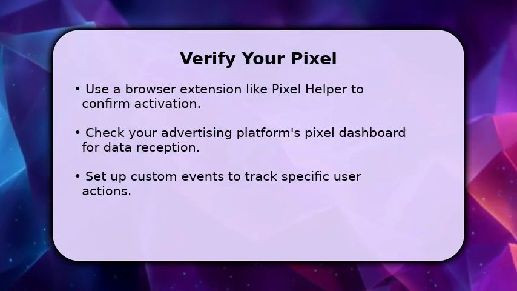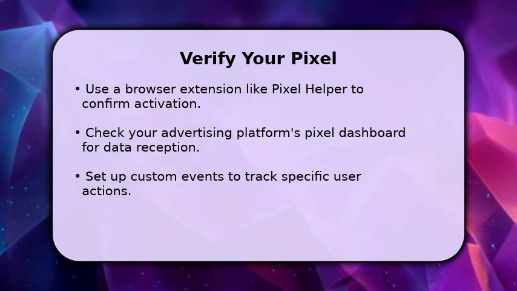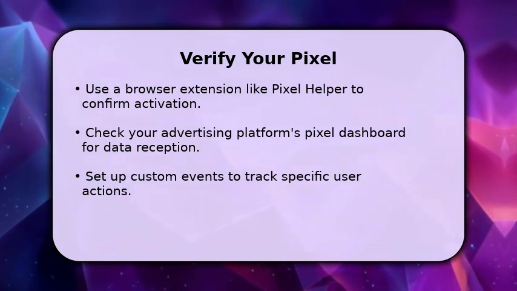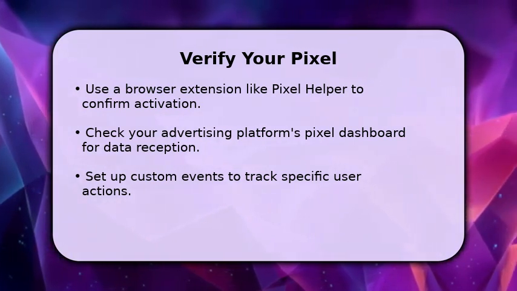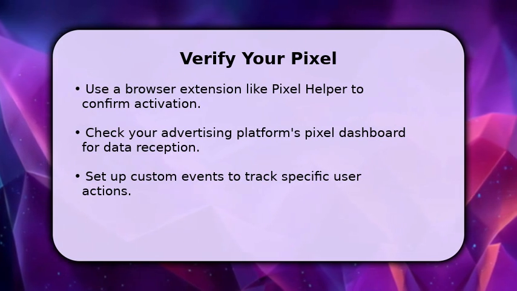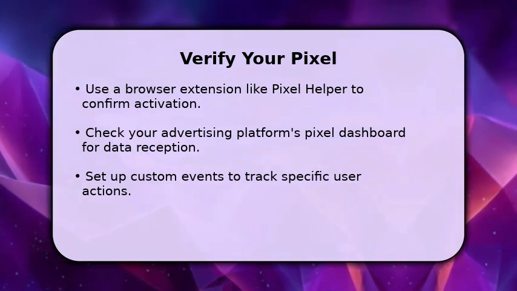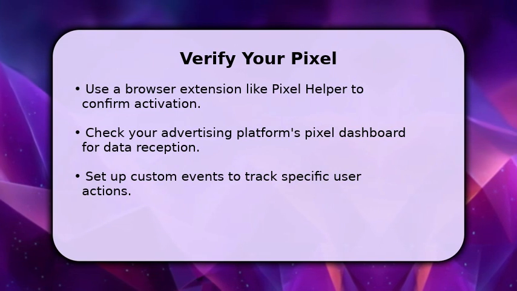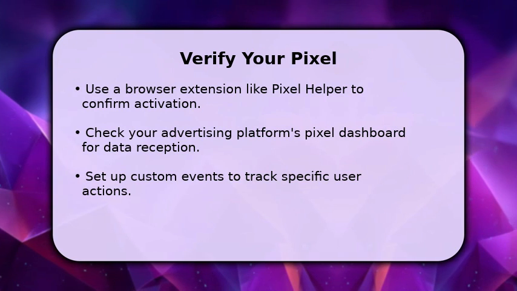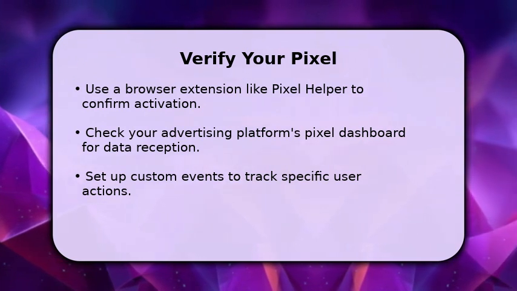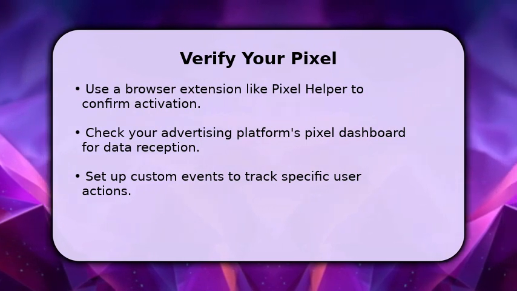After installation, it's crucial to verify your pixel is working correctly. Download a browser extension, such as the Pixel Helper, to check if the pixel is firing on your website. Additionally, log into your advertising platform's pixel dashboard to confirm that data is being received. Once verified, you can begin setting up custom events to track specific actions, like button clicks or form submissions, providing even deeper insights into your audience's journey on your WordPress site.